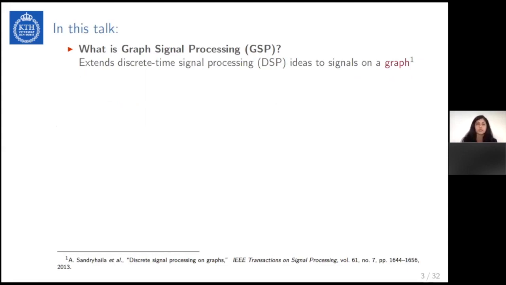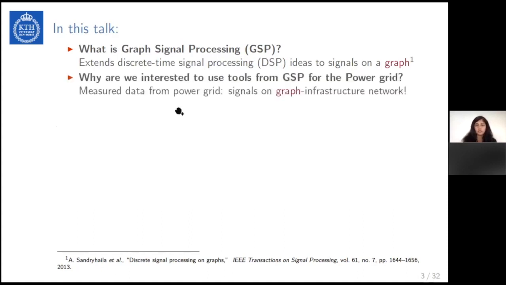What is graph signal processing? So this extends the ideas from discrete time signal processing to signals that sit on a graph. And why are we interested to use tools from graph signal processing for the power grid? Because the measured data from the power grid can be naturally thought of as signals on a graph, which is the infrastructure network of the power grid itself.